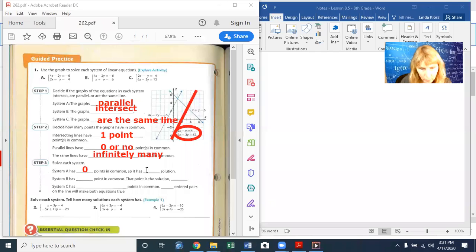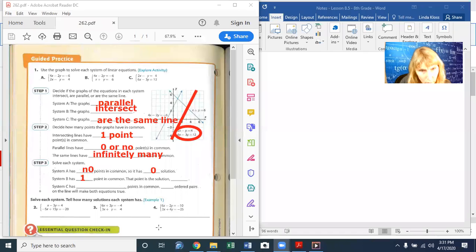I think they wanted the word no in the first blank, so we'll just go back and make it a no. System B has 1 point in common. And that's in the wrong spot. 1 point in common. That point is the solution.